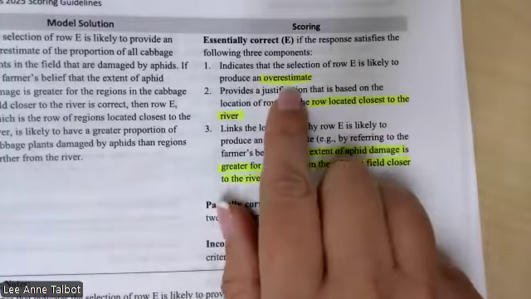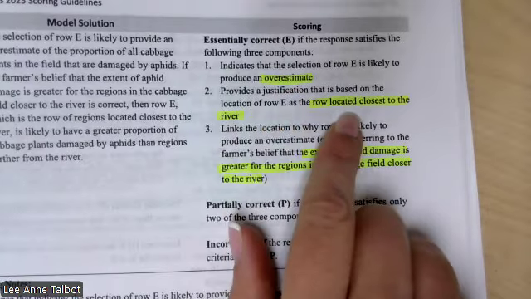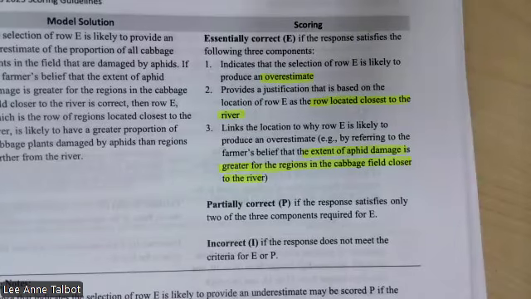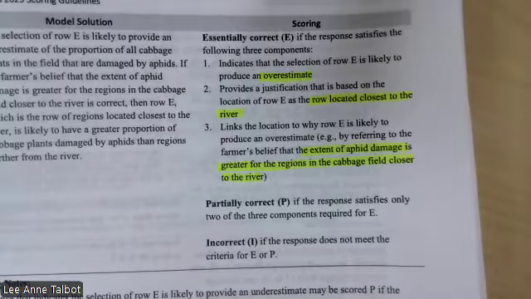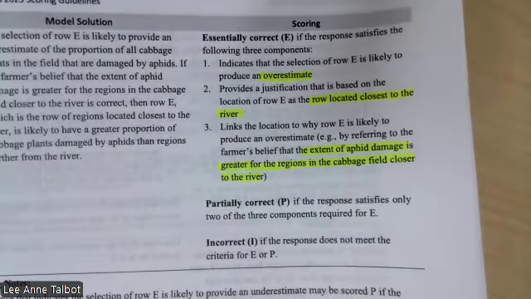Because I saw a lot of them that said overestimate, and then I saw a lot of them that said region row E is closest to the river, but I didn't see anything too much about aphid damage being greatest closest to the river. This is College Board being picky, but that's why we're doing this.